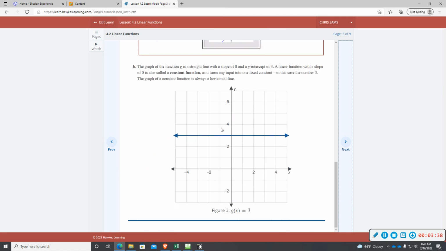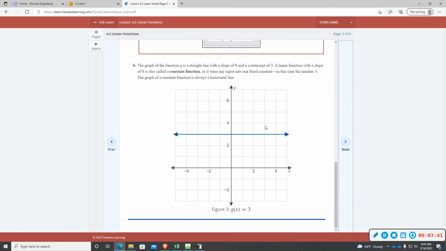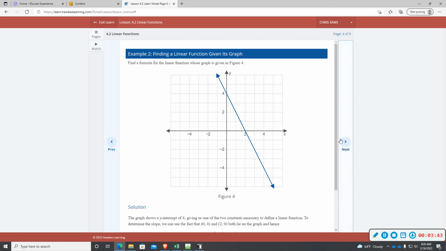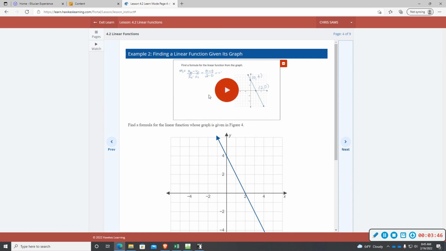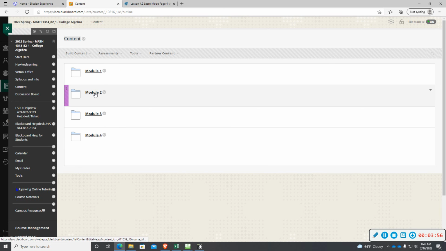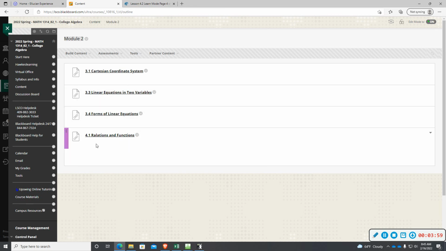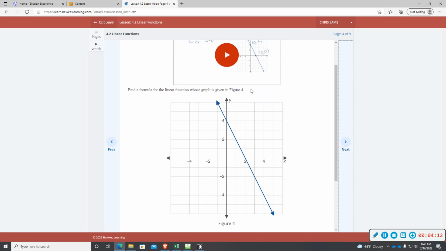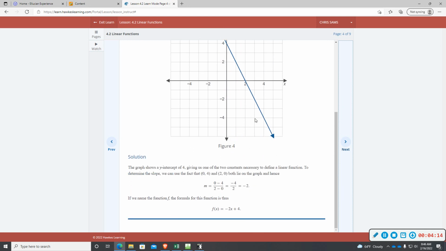Here are some more that show you what a constant function is, and I do need to be mindful to add those parent functions into the video section, which I will go do. I'll add it in content, here in module 2. Later this week, you'll see some graphic PDFs that you can download to get the image of all the parent functions. But for right now, we're mainly dealing with linear.